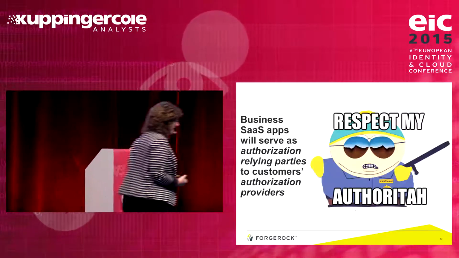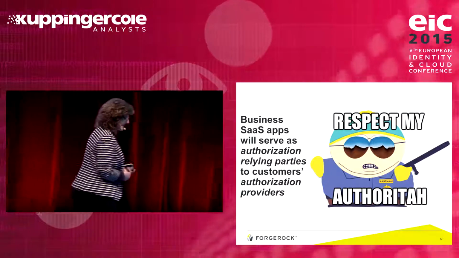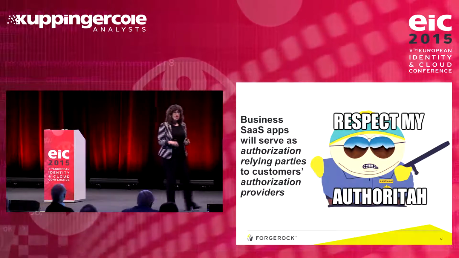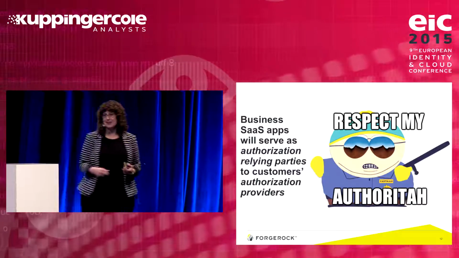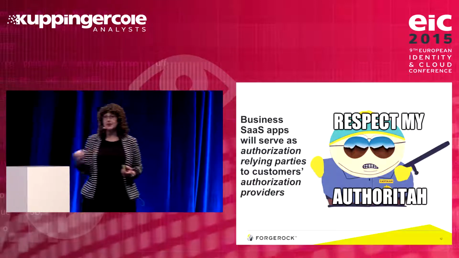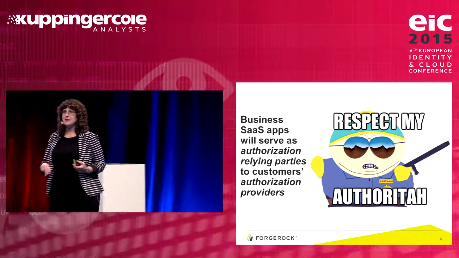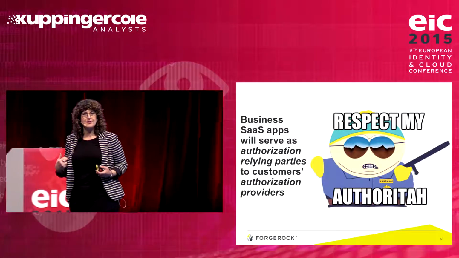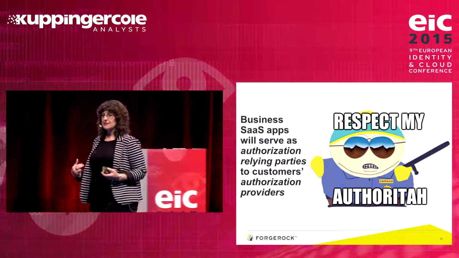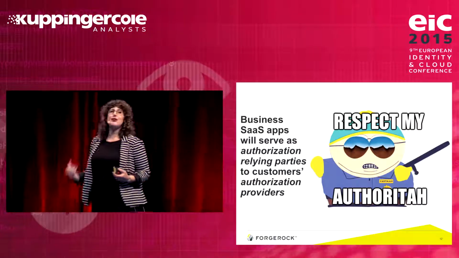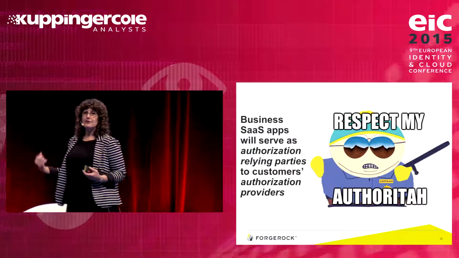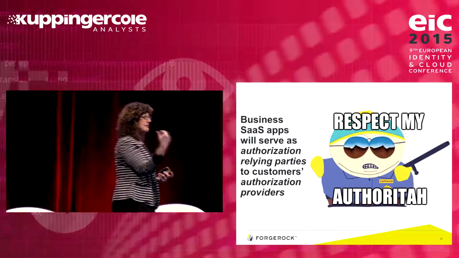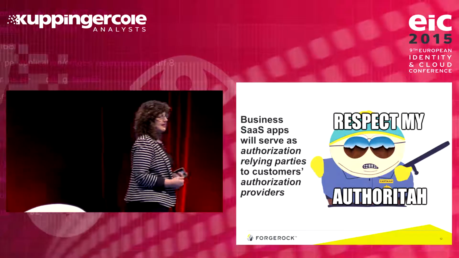That's one prediction. Next prediction, maybe harking back to Patrick's presentation, is I think we're going to be ready to have business SaaS applications no longer just be relying parties on identities coming from their customers, but start to accept that their customers can be authorization providers, and they can now be authorization relying parties. That to a certain extent, maybe not to 100%, but significant portions of application entitlements can come from central repositories and not have to live at the edge.